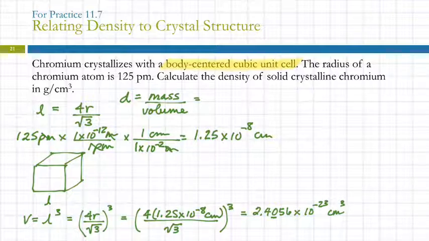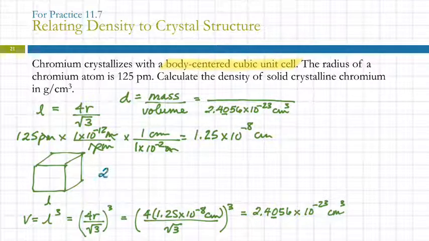So we've got the mass divided by the volume. So I can stick the volume in here. And now I need to know, what is the mass of this cube? Well, inside this cube are how many atoms? Two. Body-centered cubic, there's one in the middle, and 8/8, so two atoms. So I need to find the mass of two atoms of chromium. So I have two atoms of chromium.